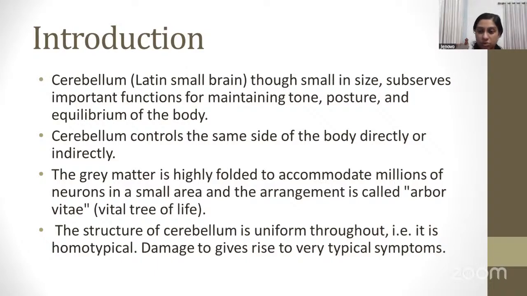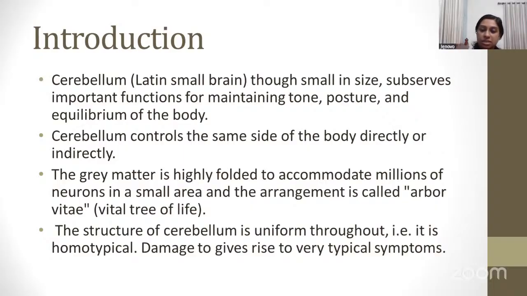Okay, so it's a folded structure, just like numerous branches. There is white matter inside the gray matter. Okay, so outside we have the gray matter or the cerebellar cortex, and inside we can see the white matter. That's the basic structure of cerebellum. So gray matter is highly folded to accommodate millions of neurons. This folding is to increase the surface area, and the part of the gray matter that we see outside is only a minor portion. The rest is hidden within the folds. And such a structural arrangement is called arbor vitae, or the tree of life.